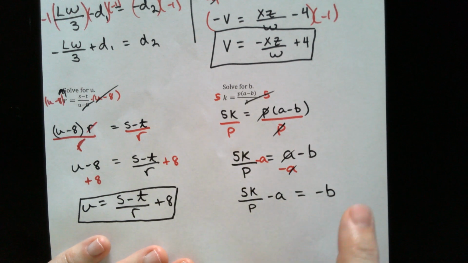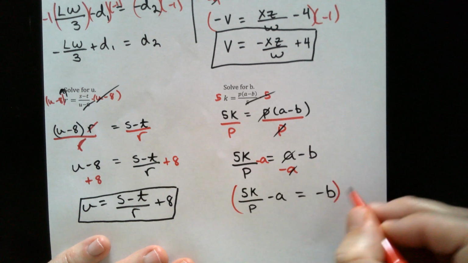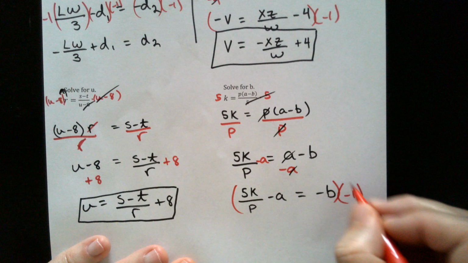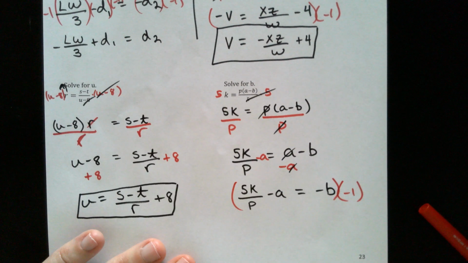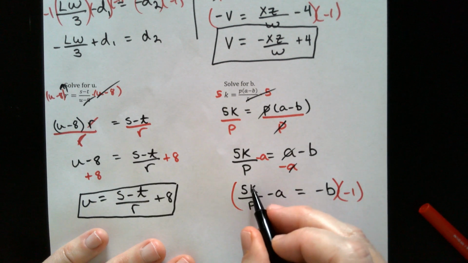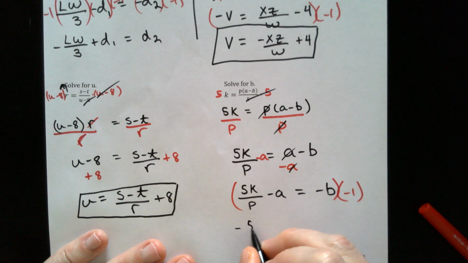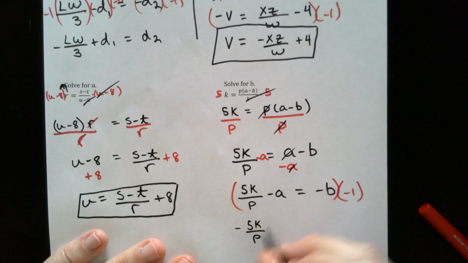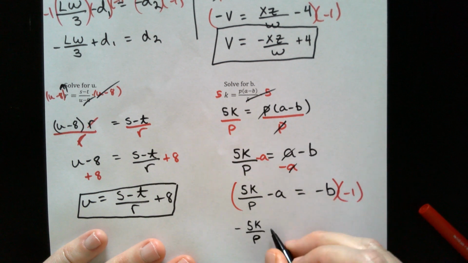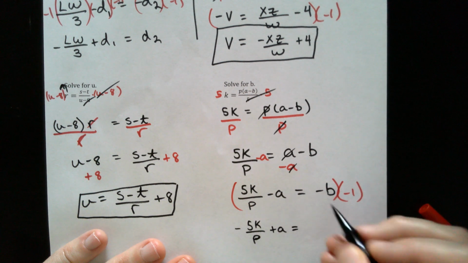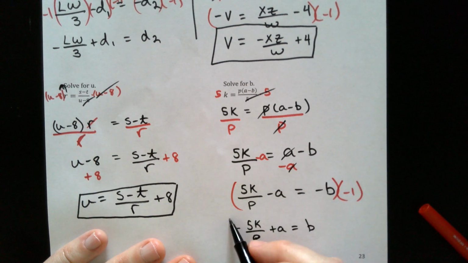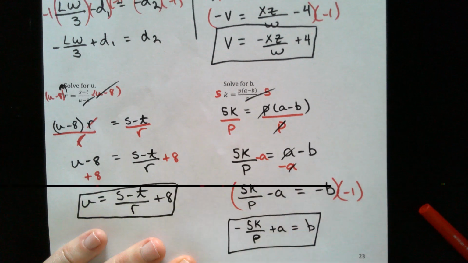Notice that we have a negative, just like we did on a couple of these other problems. So I can change all the signs in the problem, essentially by multiplying everything by negative 1 on both sides. But essentially you're changing the signs. So this was positive, now it's negative. This was negative, now it's positive. This was negative, now it's positive, and you've solved for b. And that's it.